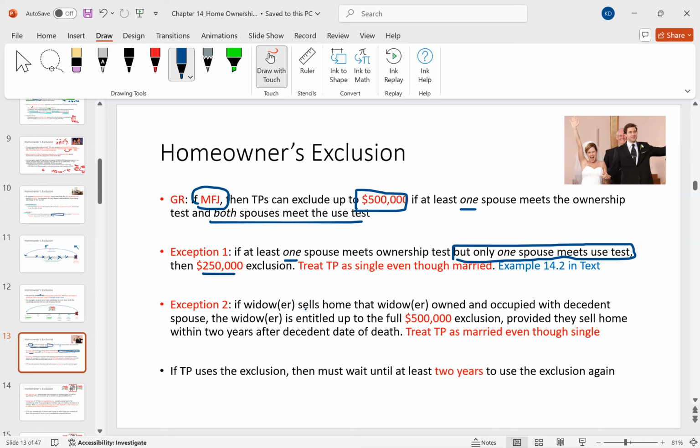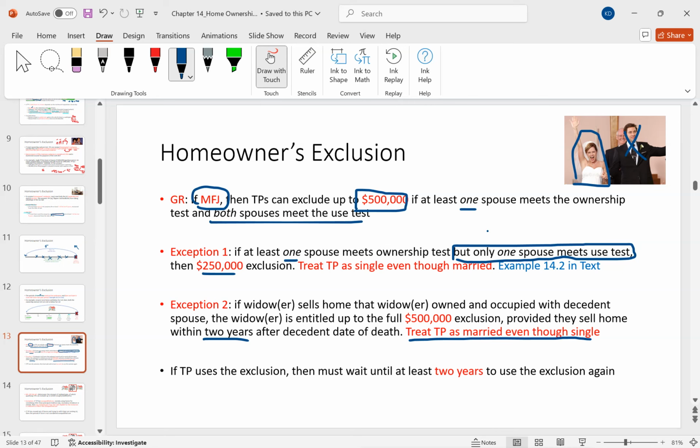On the flip side, if you have a widow or widower, they're entitled to the full $500,000 exclusion, provided they sell it within 2 years after the date of the death of the decedent. So if Jim passed away, and she sold it within 2 years, assuming she meets the ownership and use test, she'll get $500,000. They will treat her as married, even though she's technically single, because Jim has passed away.